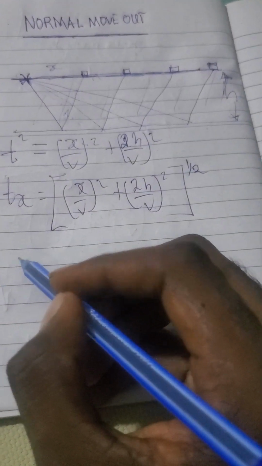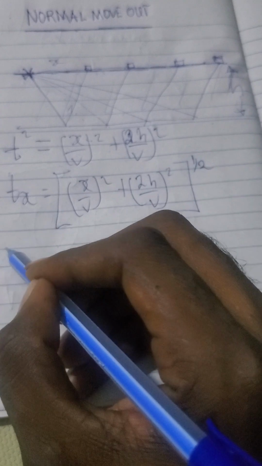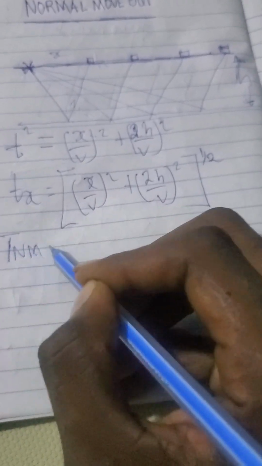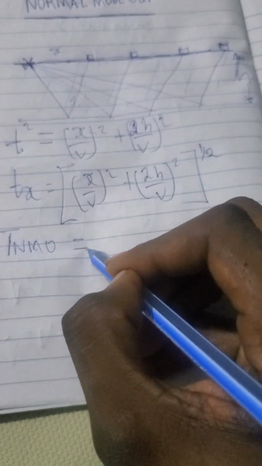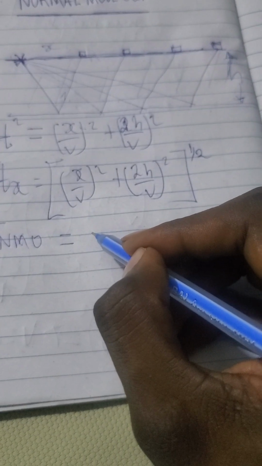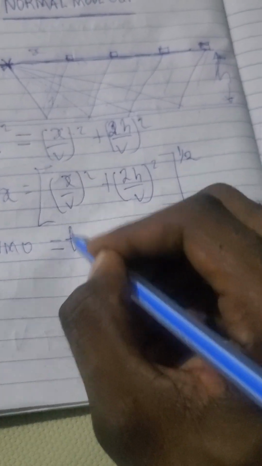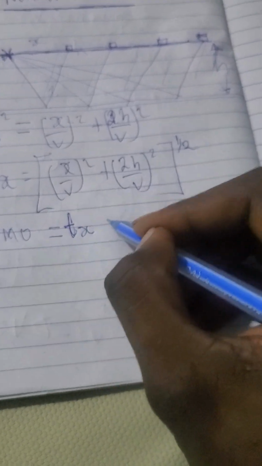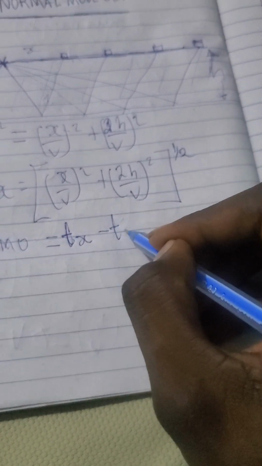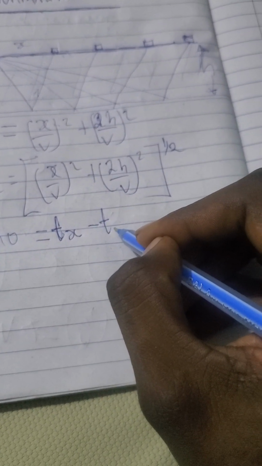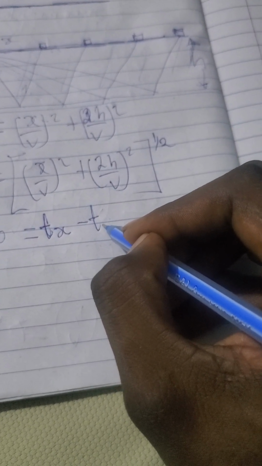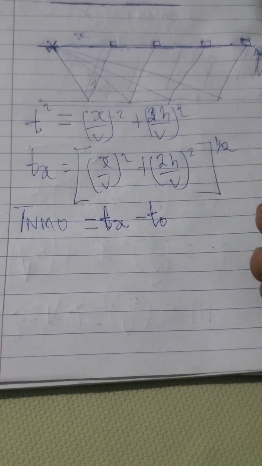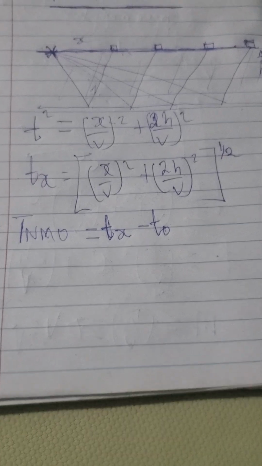Therefore, the normal moveout is the difference in travel time between the travel time to the geophone at any distance from the source and the geophone at exactly the position of the source, I mean x is 0. So the difference is known as the normal moveout.